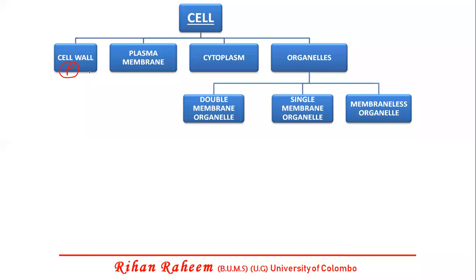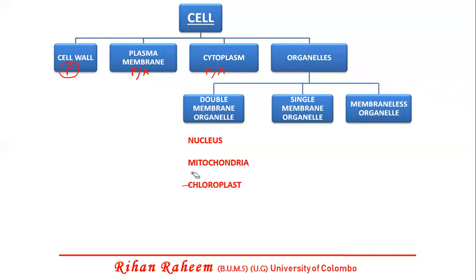I will put a P for the things which are there only in plant cell. But the plasma membrane is there in both plant cell and animal cell, so P and A. Cytoplasm, P and A. Organelles are common to everyone. Double membrane organelles, there are 3 examples in our syllabus.